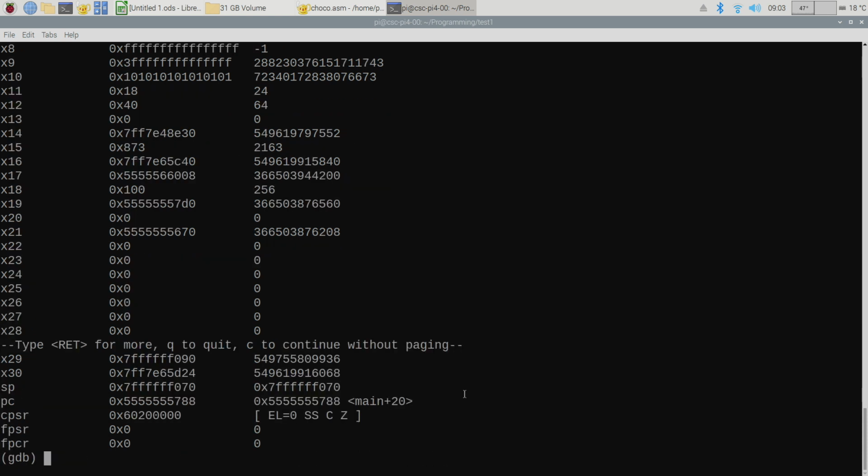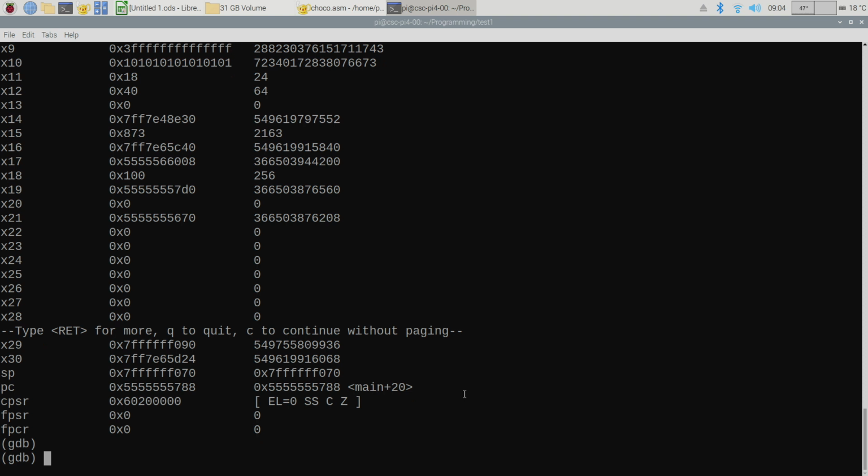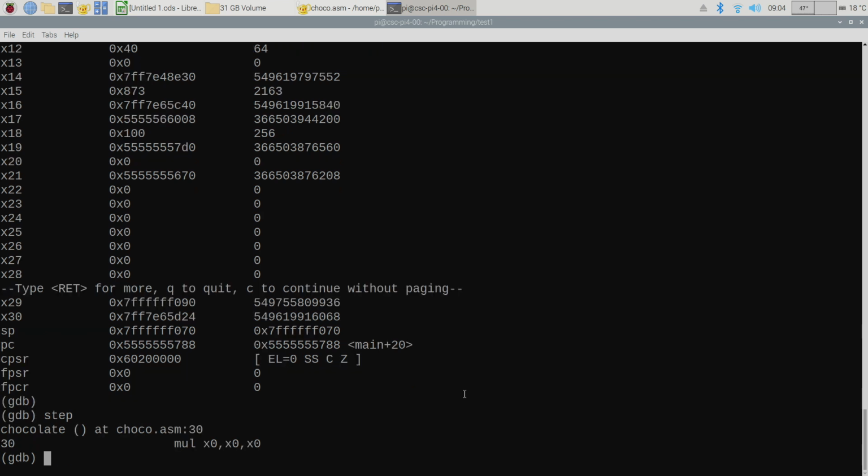Where am I right now? I'm about to execute the branch instruction. I'm currently at a memory address, a bunch of 5s, 788. It just happens to be where it is. Okay, good. So I'm going to step, and now I'm inside the chocolate routine. So I just got passed to it, or actually I'm about to.